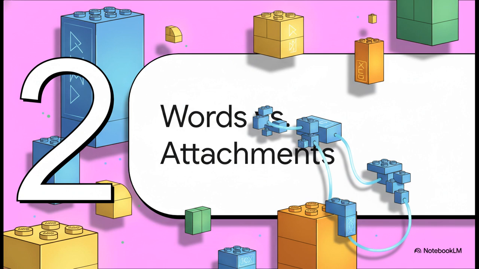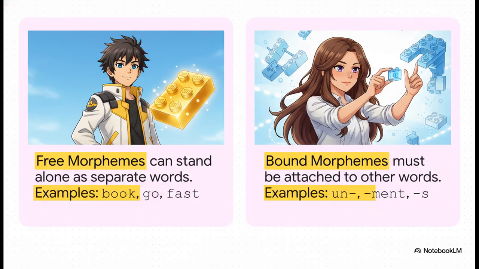All right, so we've got these language Legos, these morphemes, but here's the thing. They're not all the same. Some are perfectly happy to be on their own, while others, well, they're a little clingy. They need to be attached to something else to work. And this slide just lays it out perfectly. There are two main families here. First, you have your free morphemes. Think of them as the independent ones. Words like book, go, fast, they're totally fine on their own. Then you've got the bound morphemes. These are the attachments, like the un prefix or the ment suffix. They have meaning for sure, but they can't stand alone. They need to be attached to another word.